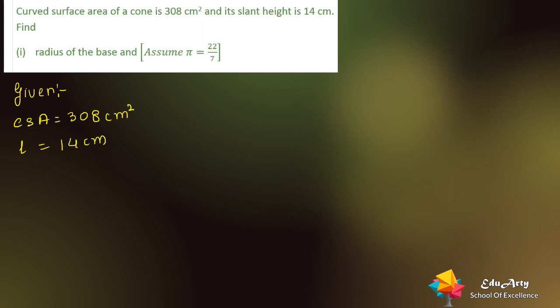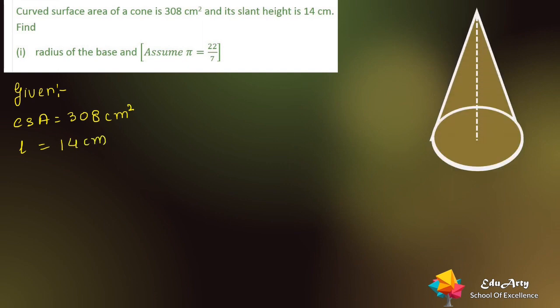So actually what is given to us, we'll come to know better when we see the diagram. So this is a cone. This time the curved surface area is given to us. What do you mean by that? We have been given this entire curved surface area. This we know. And what else is given? We are given the slant height. This is our L. This has been given to us. L is equal to 14 centimeter, and the curved surface area is 308.